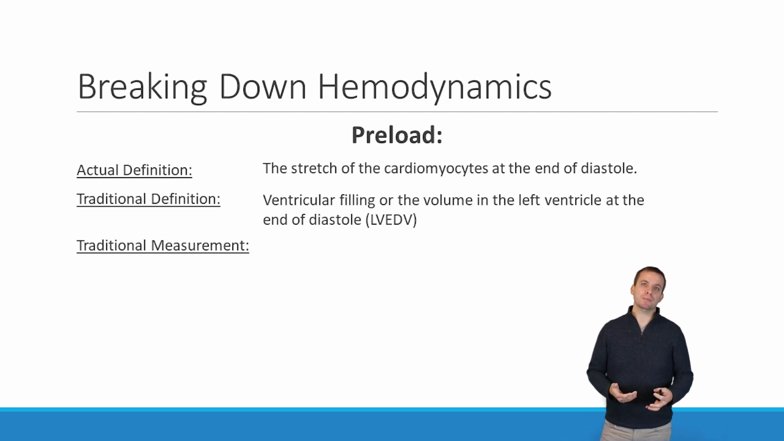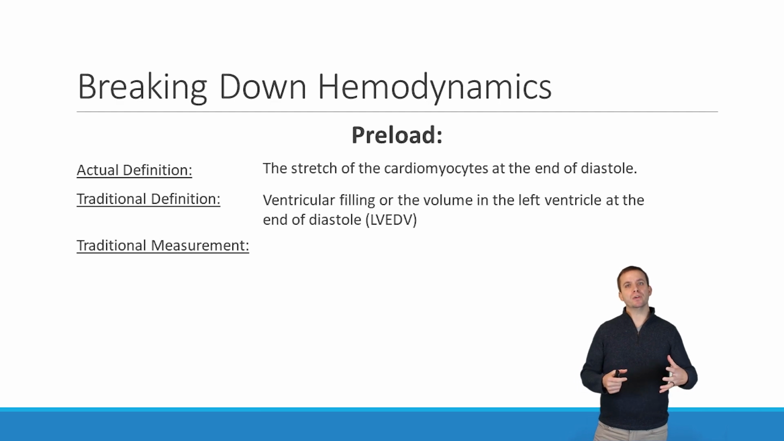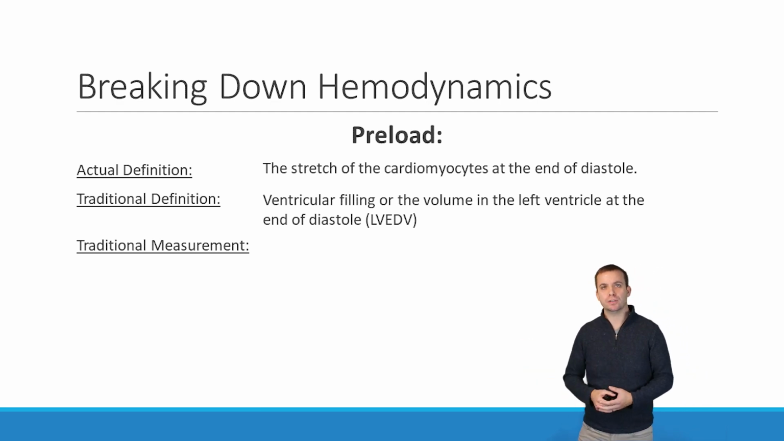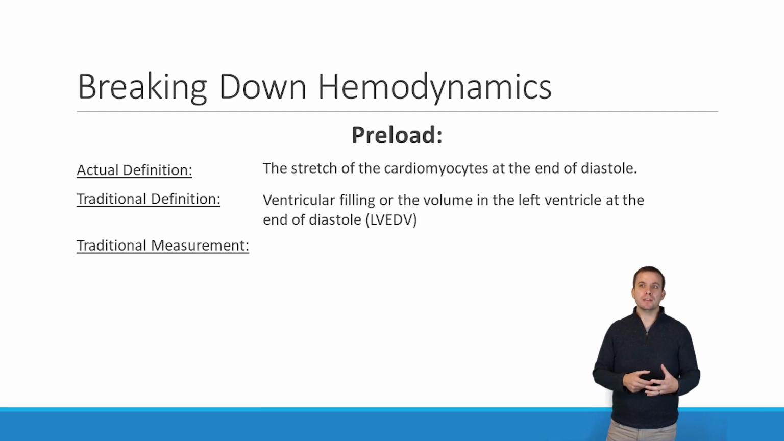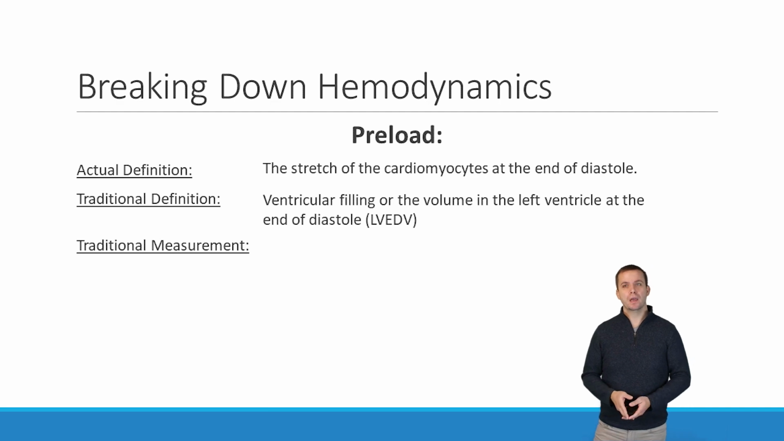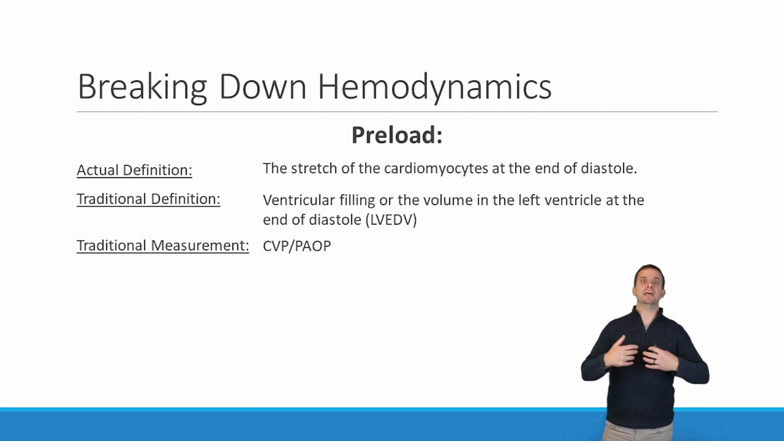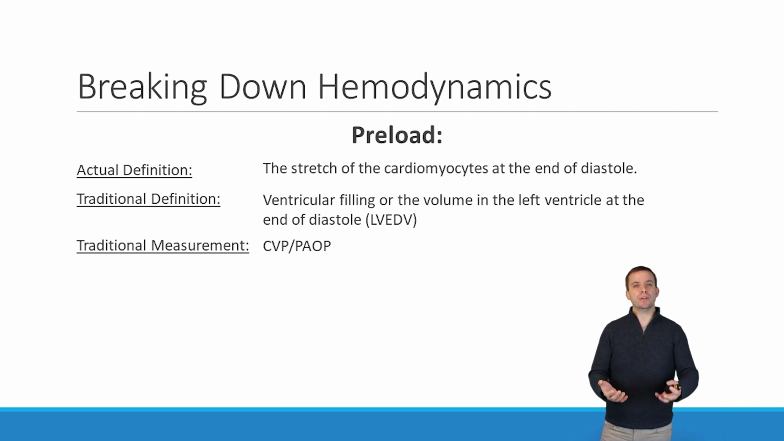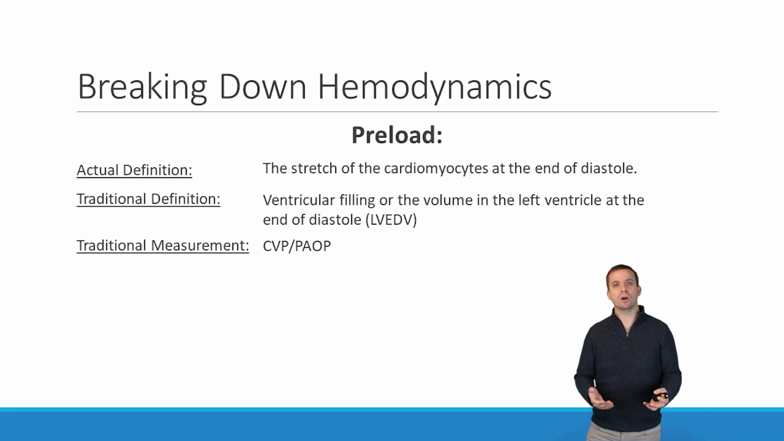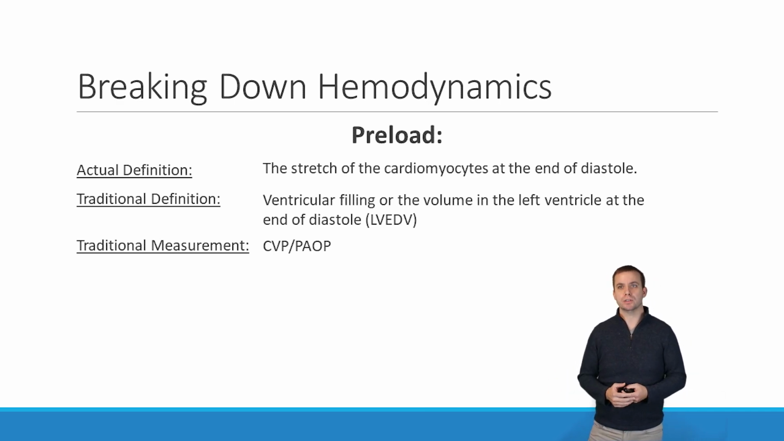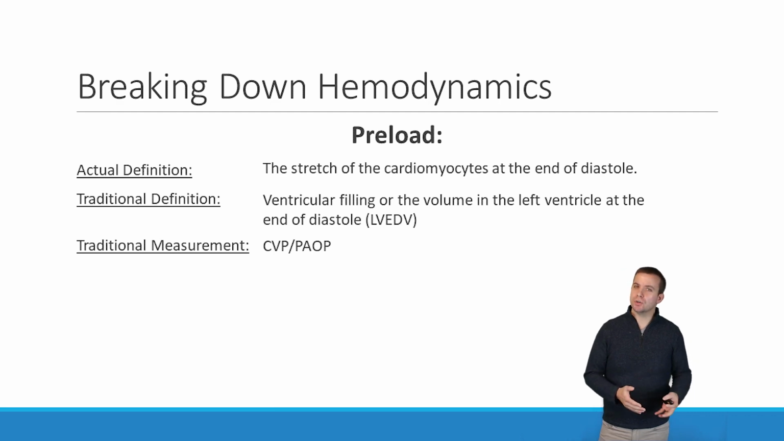Typically, when people start talking about preload, they think about it as your ventricular filling or the volume in the left ventricle. If we're talking about left ventricular hemodynamics, the volume in the left ventricle at the end of diastole, or your LVEDV. We usually, when they say, hey, I would love to measure our preload, people are wanting to get a CVP, or if they have a Swan in, they'll get a pulmonary artery occlusion pressure, or some people call it a wedge pressure or pulmonary capillary wedge pressure. Those are the traditional measurements.